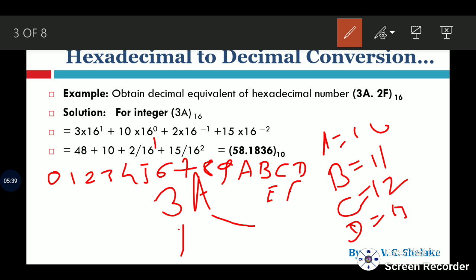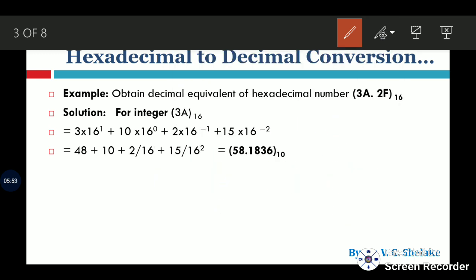So A is nothing but 10, B is nothing but 11, C is nothing but 12, D is nothing but 13. Likewise, F is nothing but 15. So we have to note down the weight of each digit. So accordingly here 3A.2F. First for the integer part we will see.